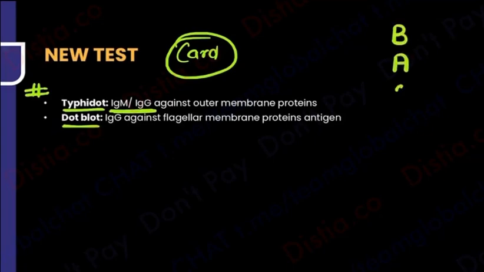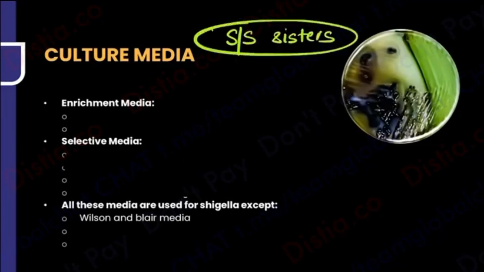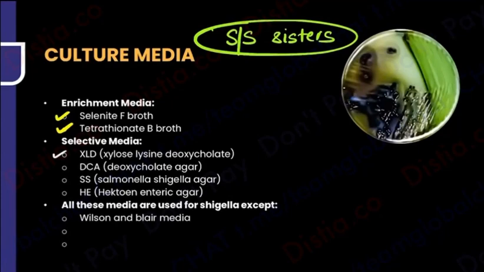You're done with antibody. If you have to do stool and urine cultures, what are the culture media? Do I have to teach you this? I told you one story of sisters. The Salmonella and the Shigella sisters is what I had told you about. So tell me guys, what is the enrichment media for Shigella that you studied? Selenite F broth and tetrathionate broth. This you have studied. Then what is it for the selective media that you studied? XLD, DCA, SS and HE. Have we studied? So something with deoxycholate should come. SS means Salmonella Shigella sisters' agar, and HE is Hektoen enteric. The word enteric will tell me enteric fever.